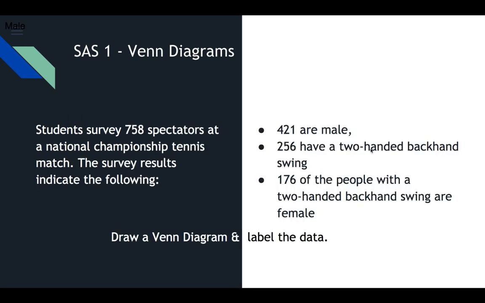All right, students survey 758 spectators at a national championship tennis match. The survey results indicate the following. 421 are male, 256 have a two-handed backhand swing, and 176 of the people with a two-handed backhand swing are also female. We need to draw a Venn diagram and label the data.